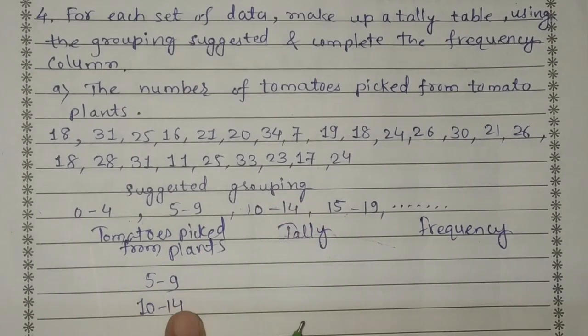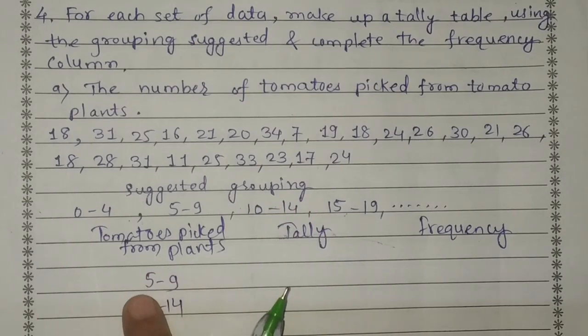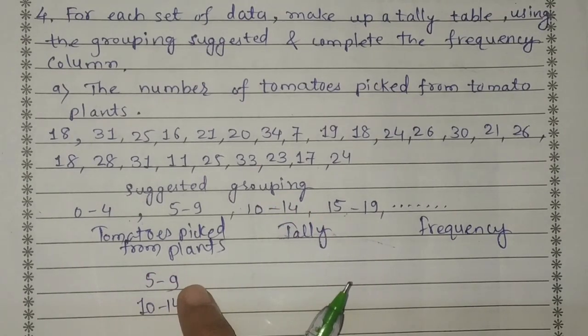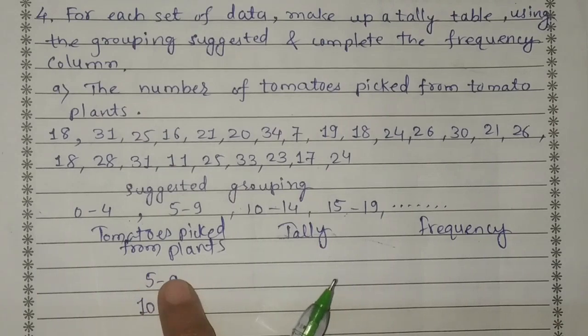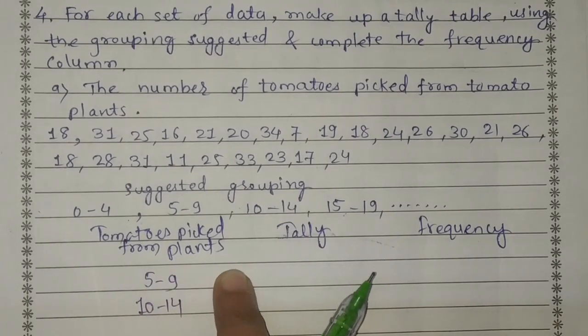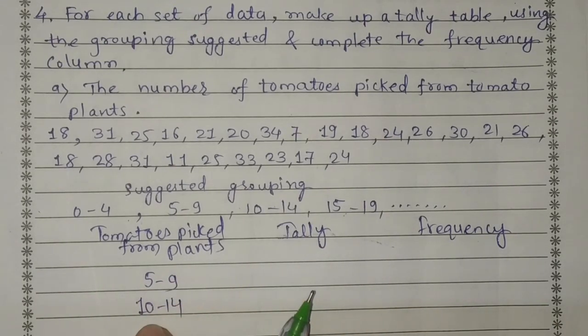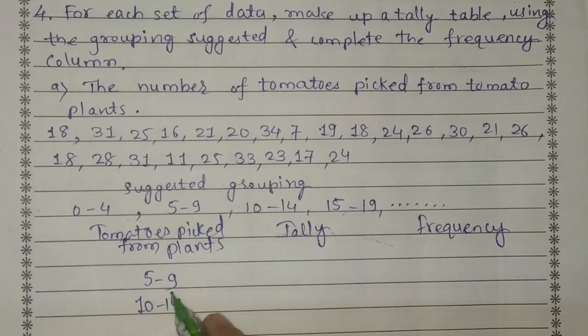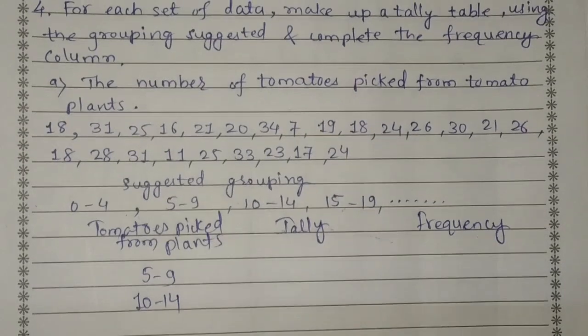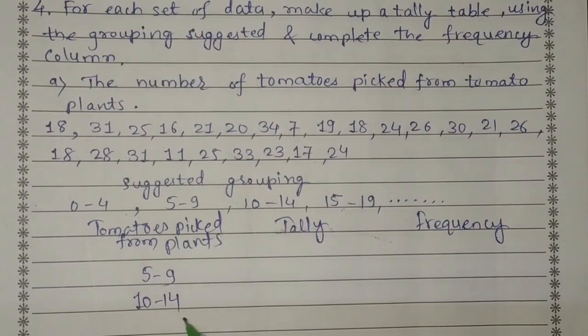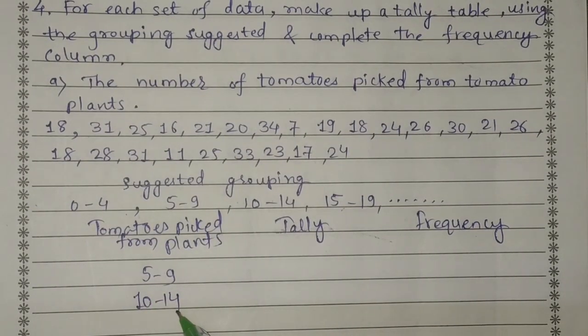If you see carefully, in 5 to 9, the lower limit is 5, upper limit is 9, and we are going to include both these limits in this class interval itself. And 10 to 14 means we will include lower limit 10 also and upper limit 14 also. And here a difference is coming. So 5 to 9, 10 to 14, these are inclusive class intervals. So in the inclusive, we will include the lower limit as well as the upper limit. Okay, and the class size here is 5.